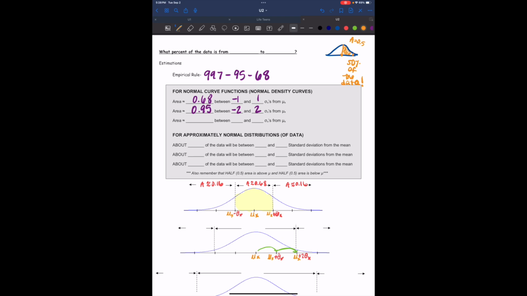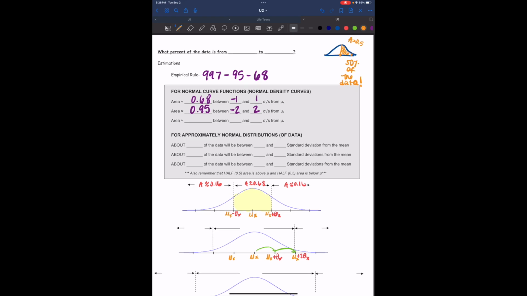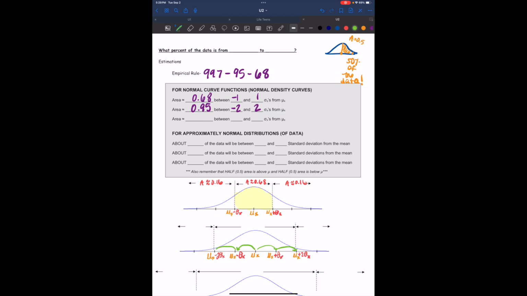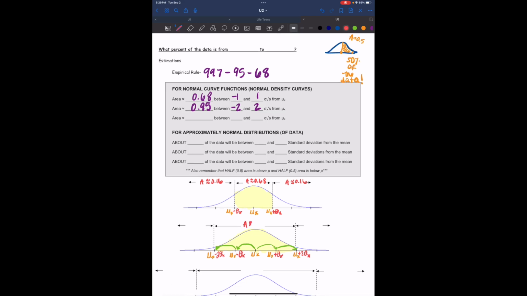And if you did the same thing in the other direction, take the mean and subtract off a standard deviation, and then subtract off another standard deviation, that would also be 2 standard deviations away. And we would say that this zone, or all of this data, is about 95% of the data.